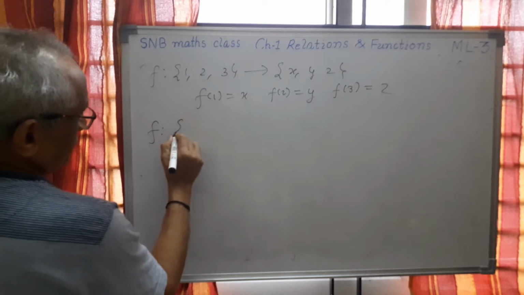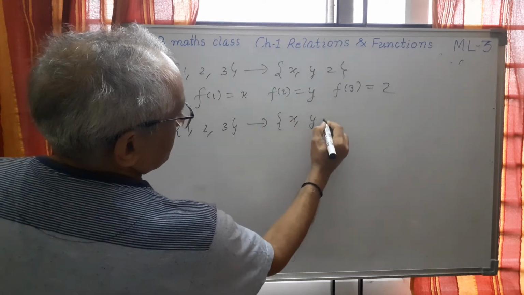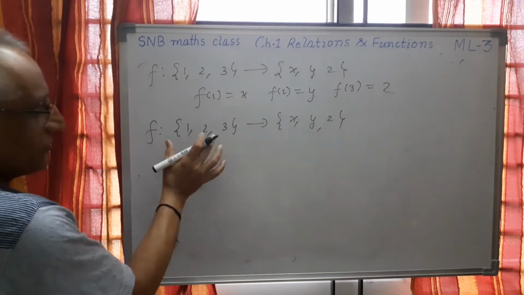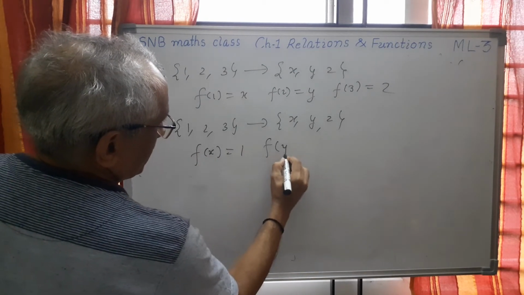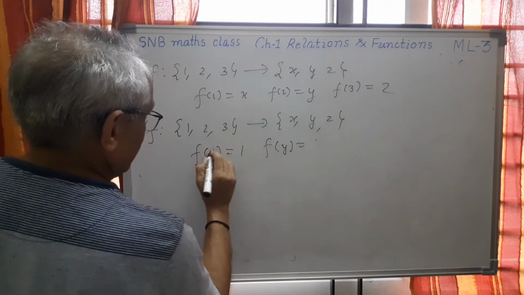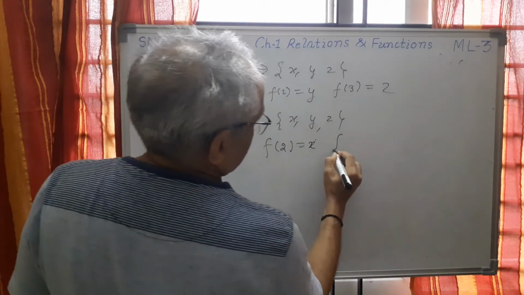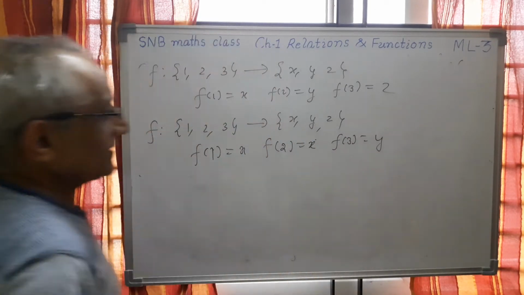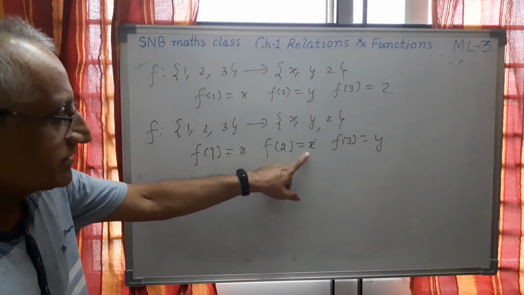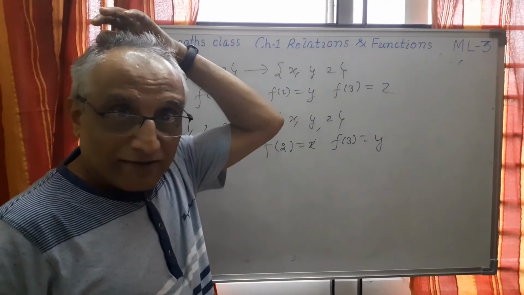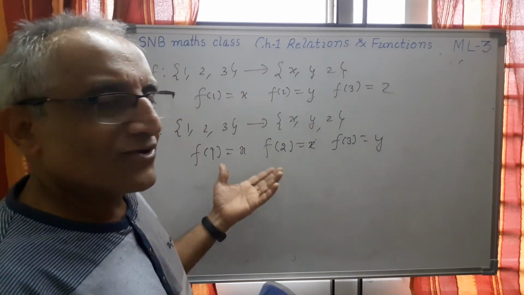Suppose you take {1, 2, 3} and {x, y, z} only, domain and codomain same. f of 1 is x and f of 2 is x only, f of 3 is y. Then this is not one-one, very simple and clear, because 1 is going to x, 2 is also going to x, so it is not one-one.